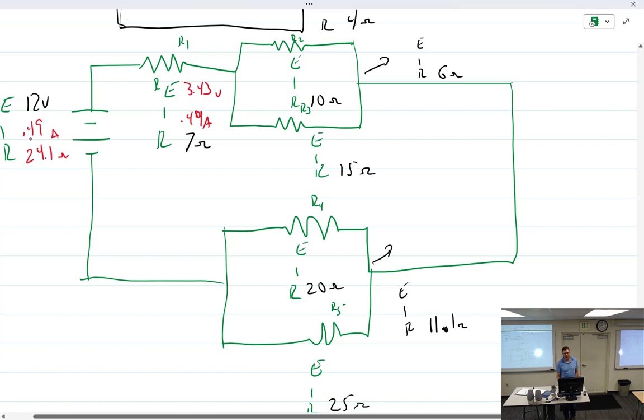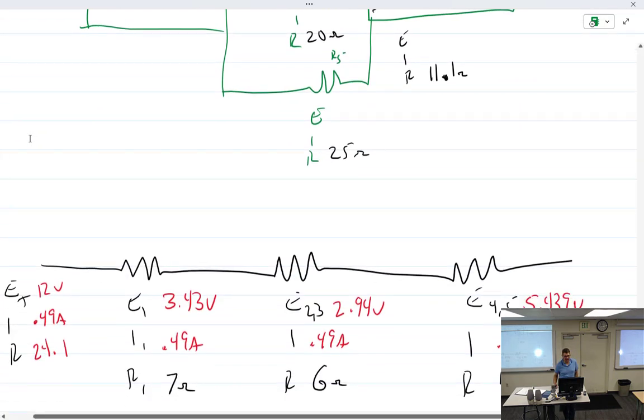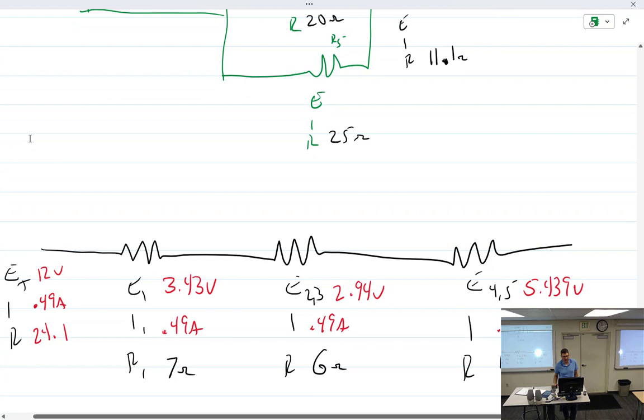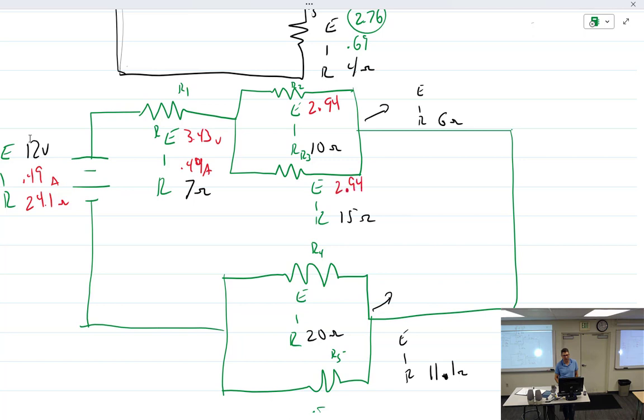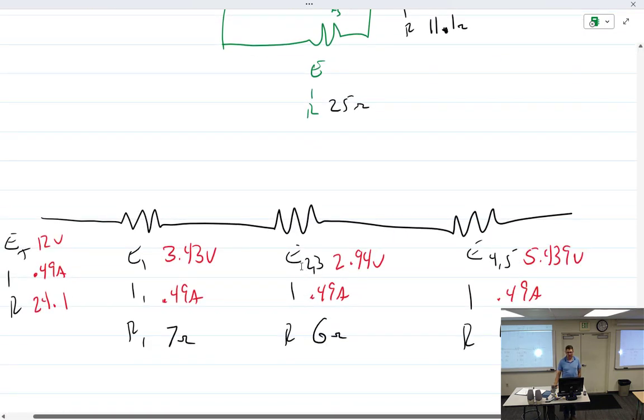Now, feeding into 2 and 3, we have 2.49 volts, 0.49 amps, and 6 ohms. What can I fill out here? Volts. What is my voltage? Is it 3.43, which is coming out of R1? It is not. It drops off to 12. So what is it again? 2.94. Why? Everybody see where I got 2.94 volts? It was from right down here. Voltage drop across 2 and 3 is 2.94.